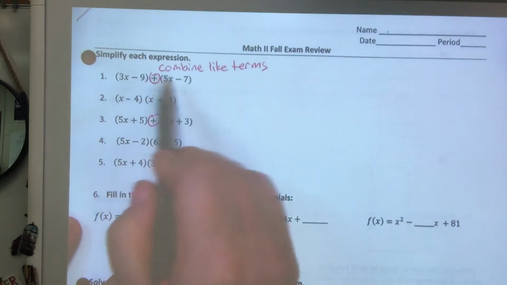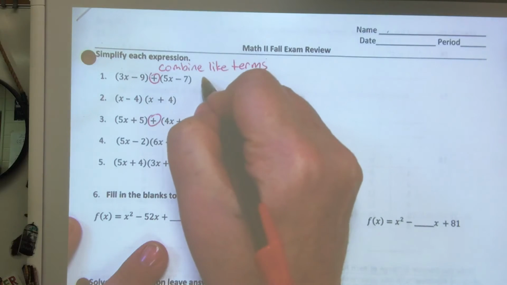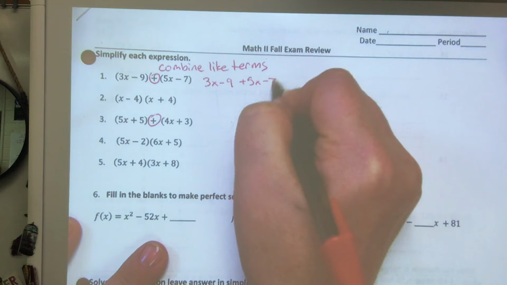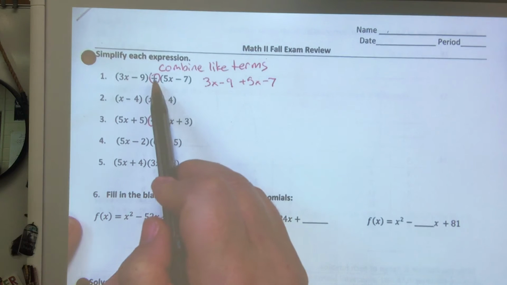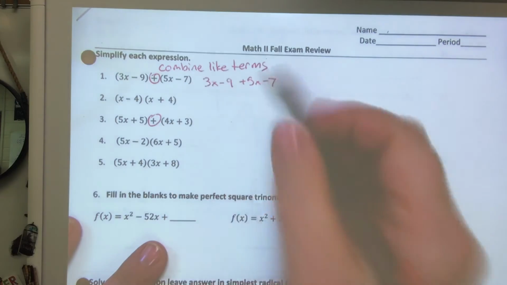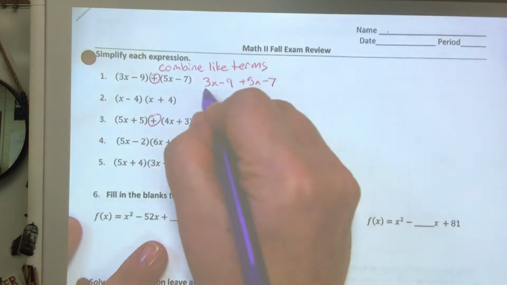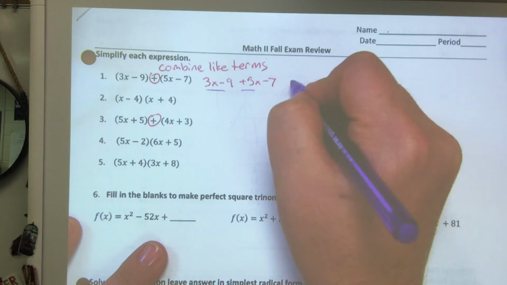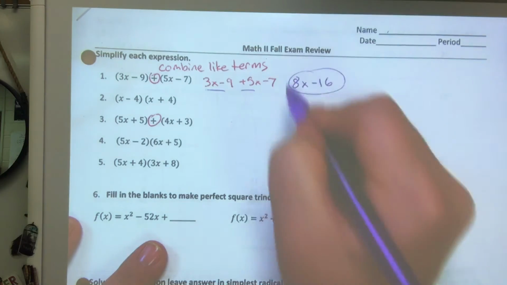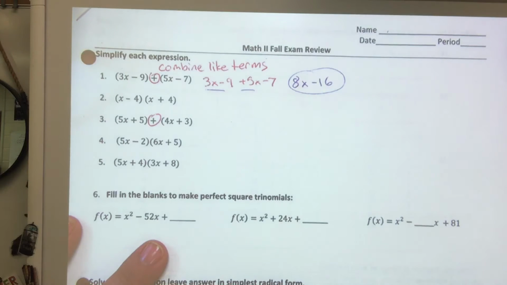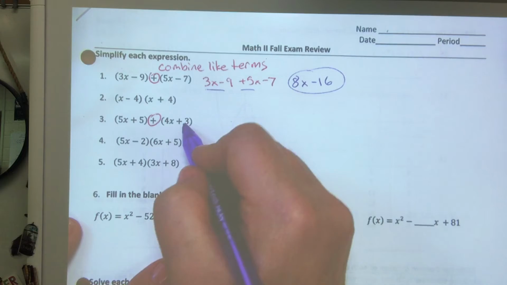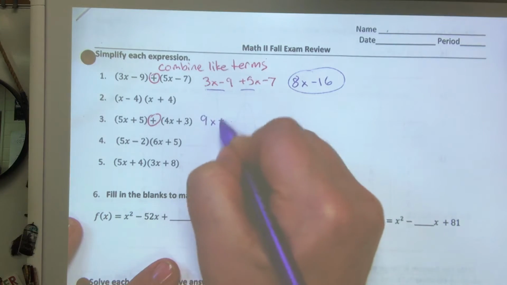So I can ignore the parentheses. So this would be 3x minus 9 plus 5x minus 7. If that was a minus sign, I would need to multiply a -1 through here. Now I can just combine my like terms and I get 8x minus 16, and that would be my final answer for number 1. I could do the same thing for number 3, and I would end up getting 9x plus 8.